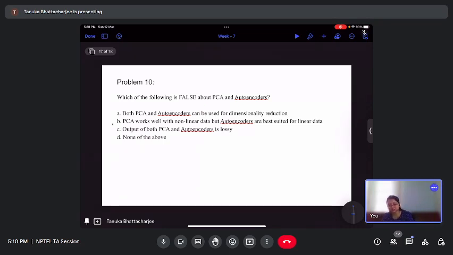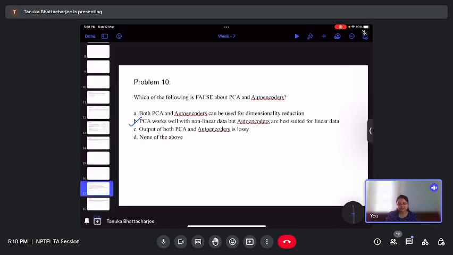So, this is basically the false option, but both of them are used for dimensionality reduction, and when we are doing dimensionality reduction, of course, the outputs become lossy because we are removing some information. In case of PCA we remove the principal components corresponding to the lower eigenvalues. So, we cannot completely reconstruct back. So, the output is lossy. In case of autoencoders also, it is the same thing.